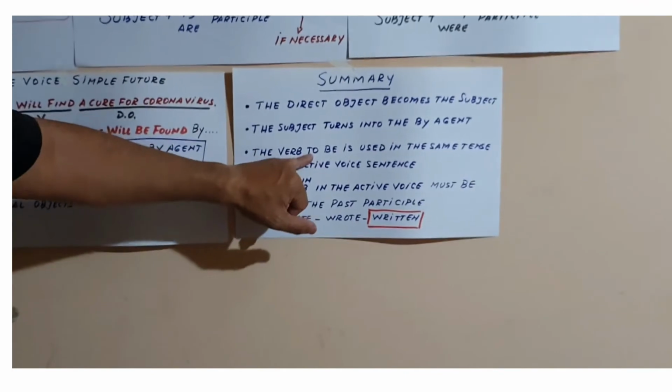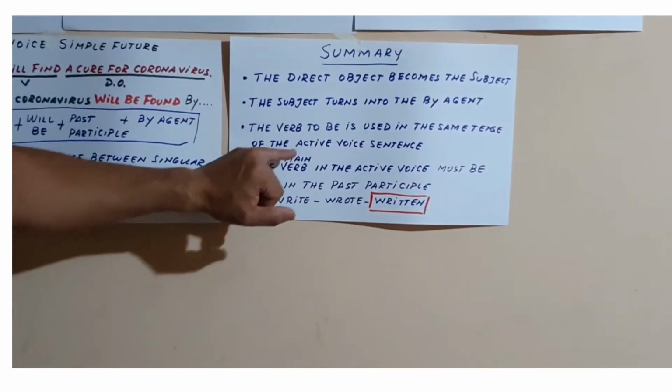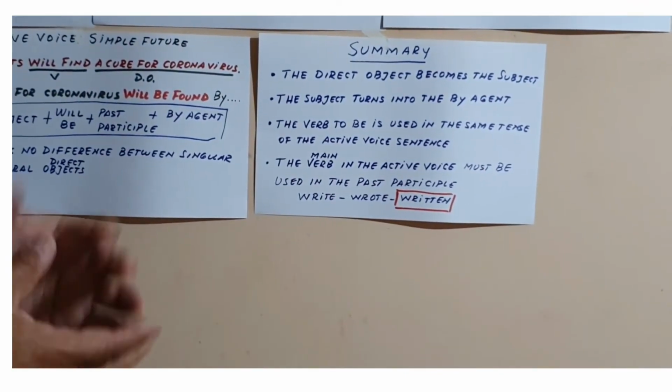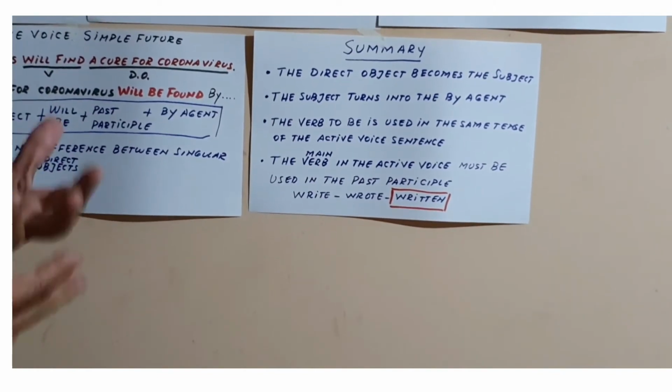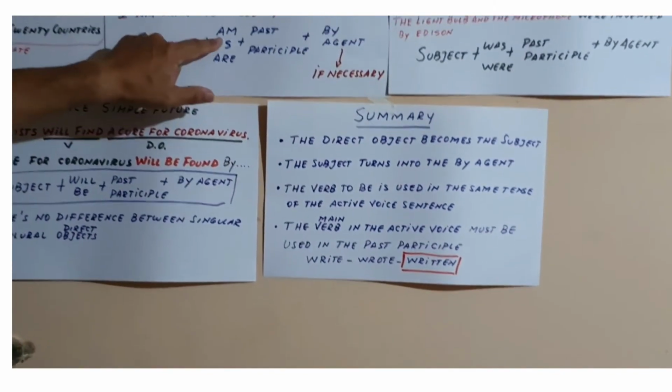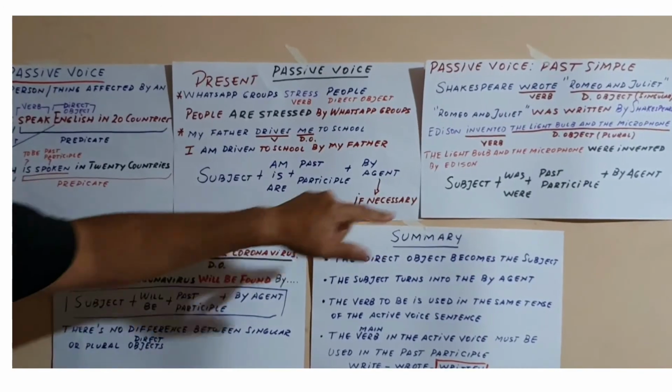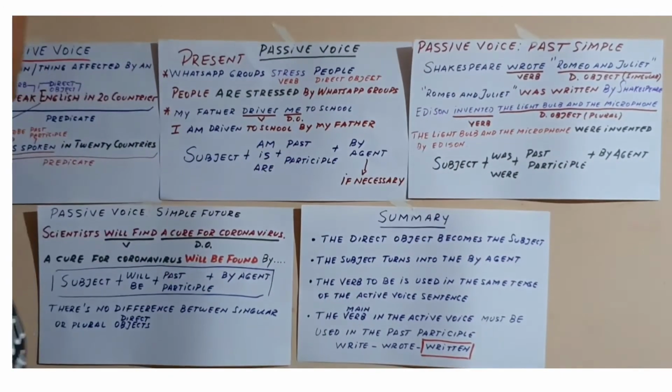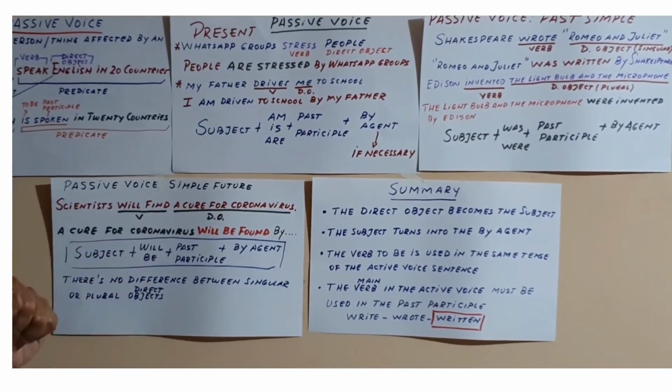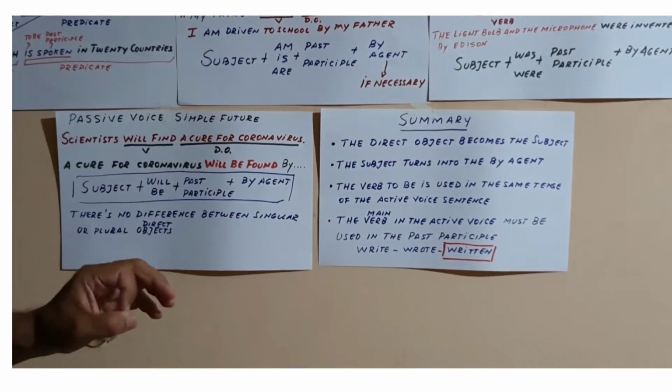The verb to be is used in the same tense of the active voice sentence. Es decir, el verbo to be se utiliza en el mismo tiempo de la oración. Si es presente, am, is, are. If it is past, was, were. If it is future, will be. Siempre va el verbo estar.